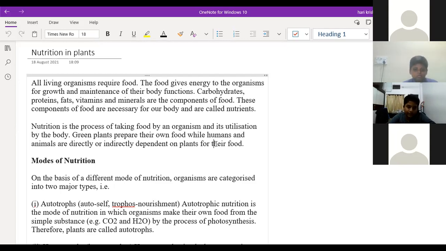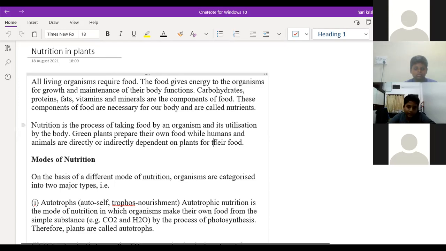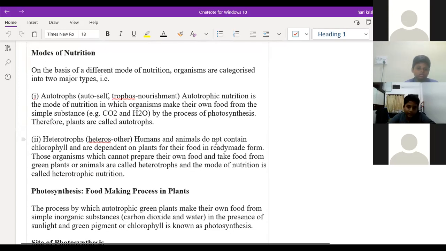Autotrophs make their own food from simple substances by the process of photosynthesis. So we have two modes of nutrition: autotrophs and heterotrophs. Autotrophs prepare food on their own with the help of sunlight, carbon dioxide and water present in our surroundings. The best example you know already is the plants. Apart from the plants, all remaining are heterotrophic nutrition only.